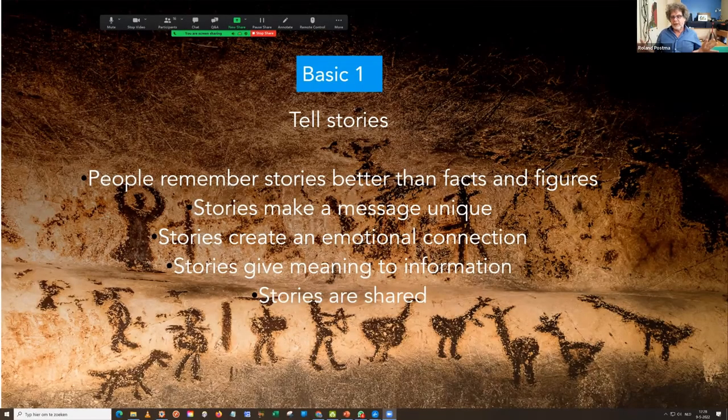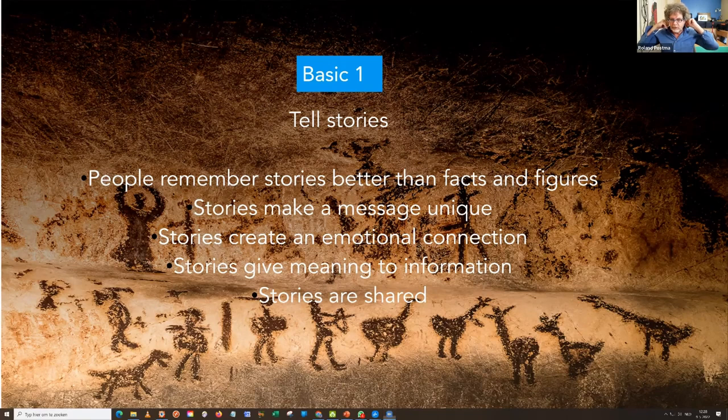So the basic rule is: tell stories, because as long as there have been human people, they tell stories. And why are stories so powerful? Well, the most important thing is people remember stories way better than facts and figures. Telling a story will help people to remember it. Stories also make a message more unique, and most of the time stories are much more emotional, because most of the good stories are about people, not about facts, not about nature.